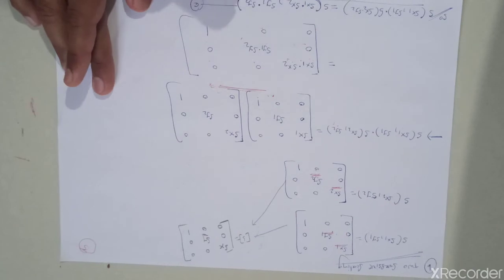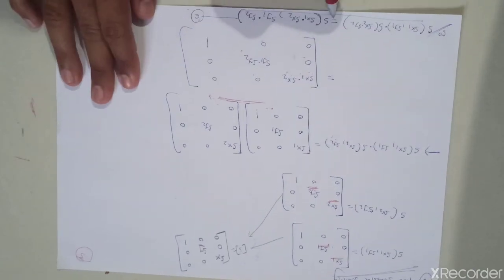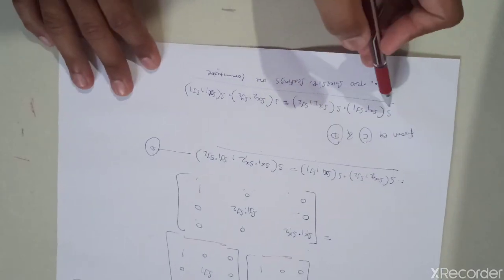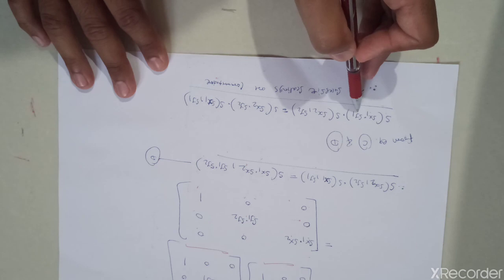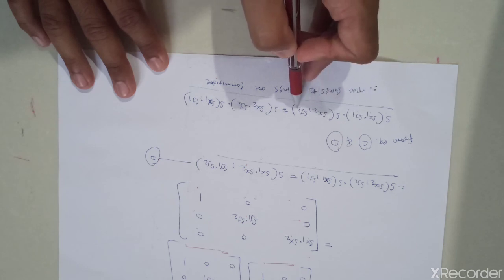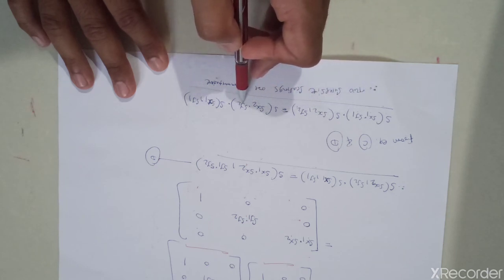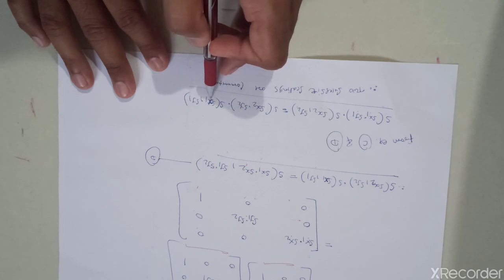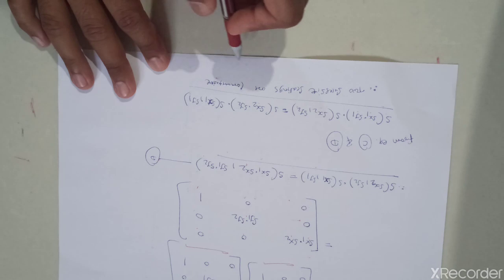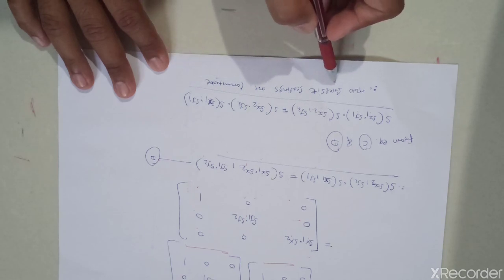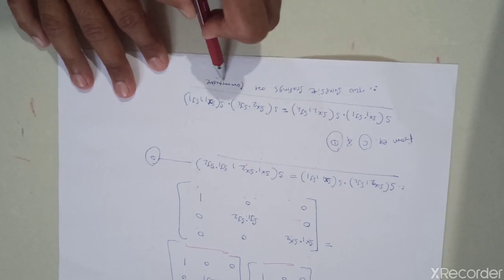So from equation C and equation D we write down that S(sx1, sy1) into S(sx2, sy2) is equal to S(sx2, sy2) into S(sx1, sy1). So we say that two successive scalings are commutative. Thank you.